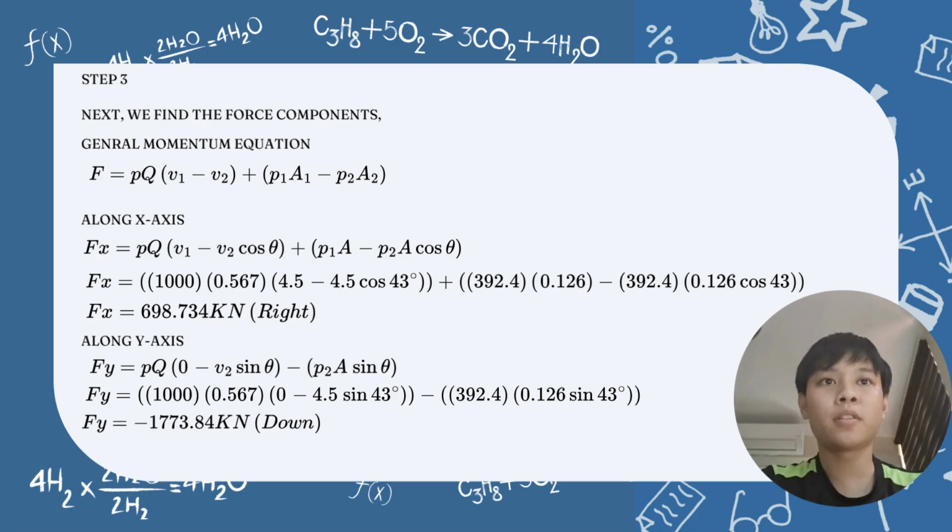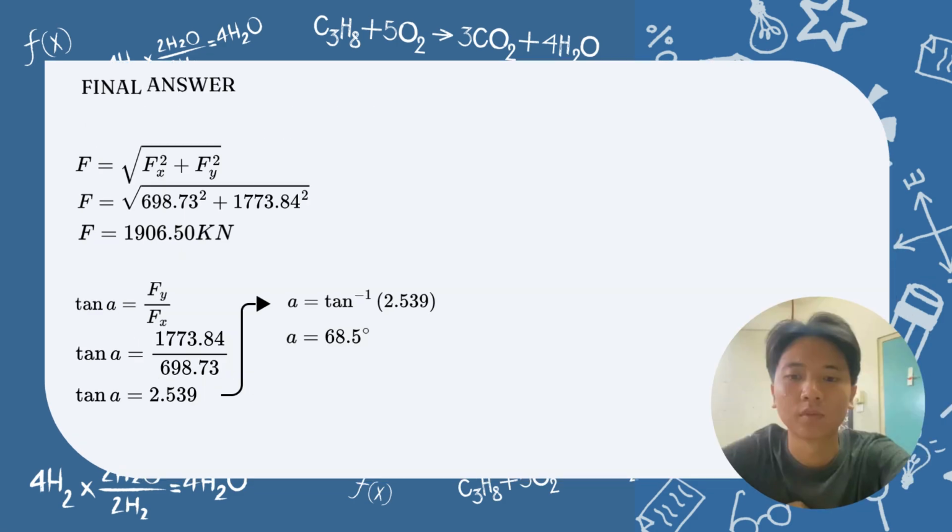Our goal is to apply this vector equation in both the x and y directions. To find Fx, we put in the general formula, then add cos theta behind v2 and A2. After that, calculate the value of Fx. So, the final answer for Fx is 698.734 kN. Meanwhile, to find Fy, we just change the cos theta to sin theta in the formula, then calculate the value of Fy. The final answer for Fy is minus 1773.84 kN.